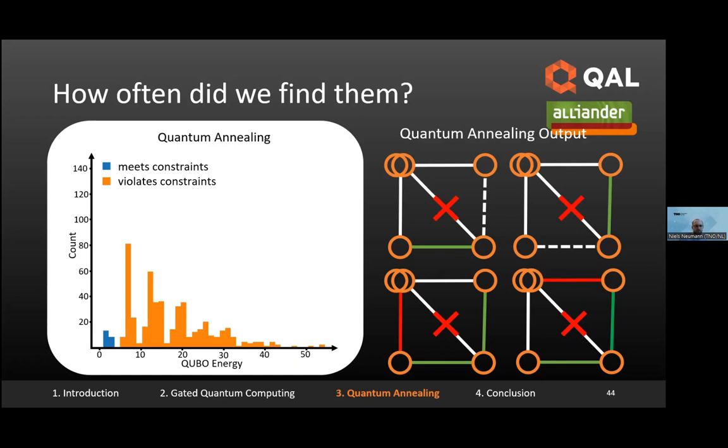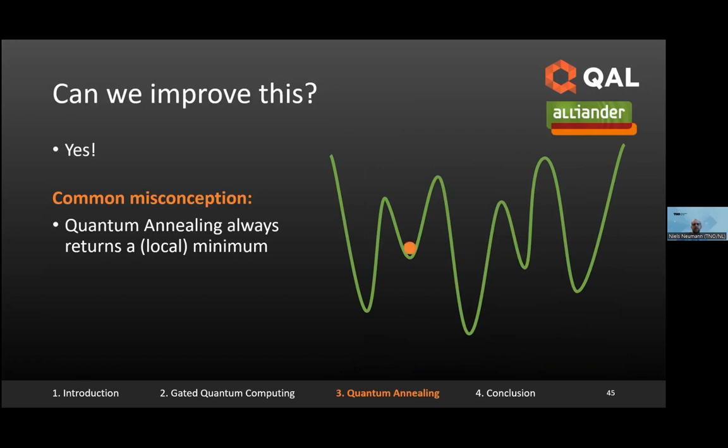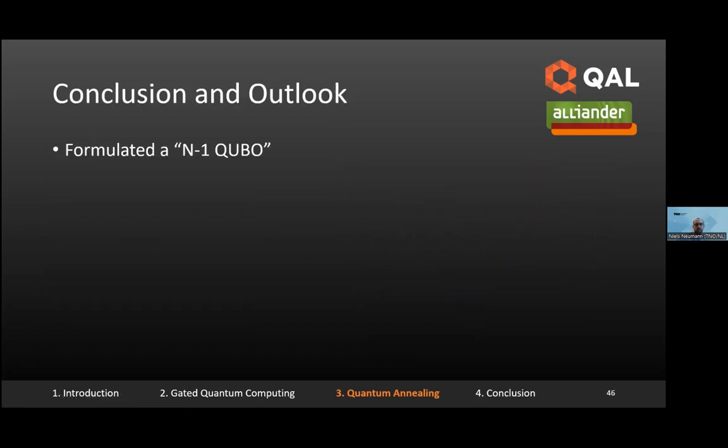And if you now look at the probability distribution, then you do see that only in a few cases we actually find these valid reconfigurations. But we also see that many of the invalid solutions are actually this kind. It's in the right valley, but not at the very bottom of that valley. And if it's in this valley, then we can use the steepest descent to move our solution to the bottom. If we do that, then we can improve the solution, and we find the optimal solution much more often.